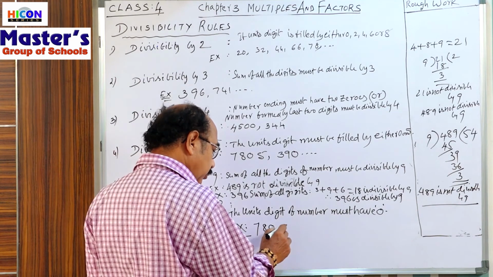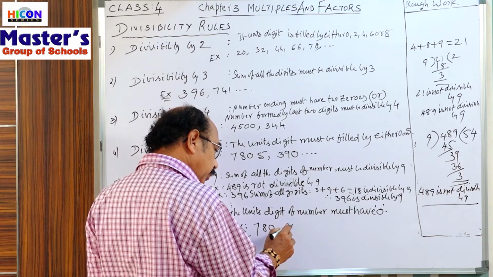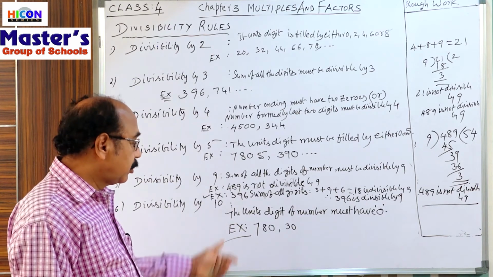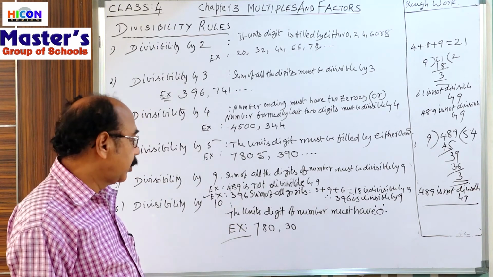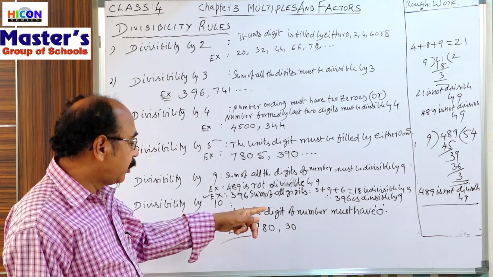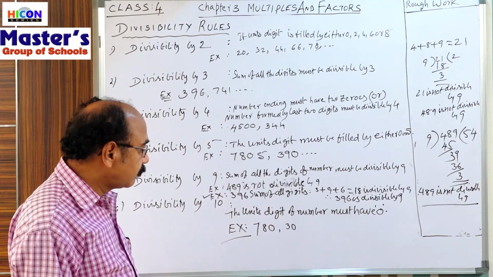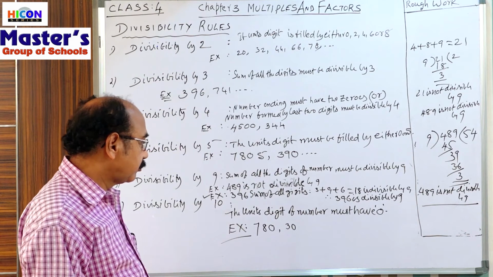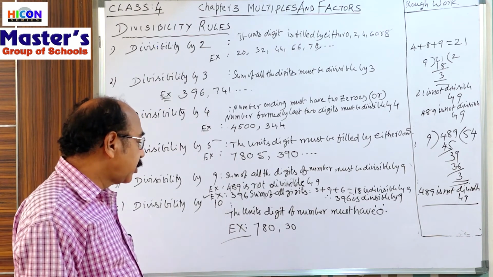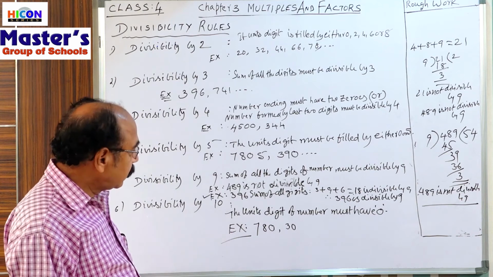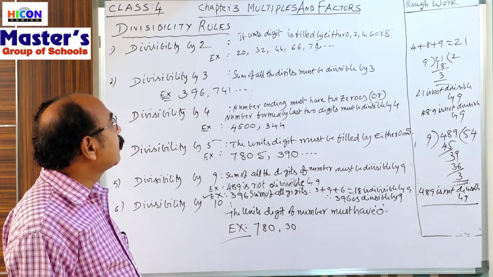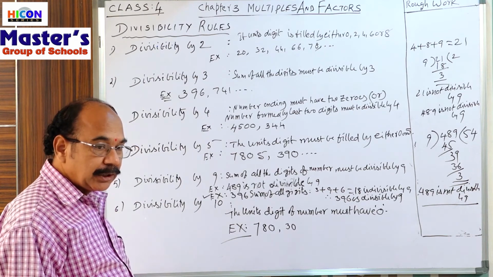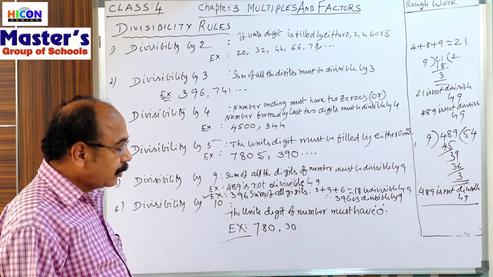One more example. 30. What is the units digit? 0. So it is divisible by 10. The units digit of the number must be 0. Okay children? Then we can say that it is divisible by 10. Like this, by following the rules, we can say whether the given number is divisible by the required number or not. Okay, children, understand?